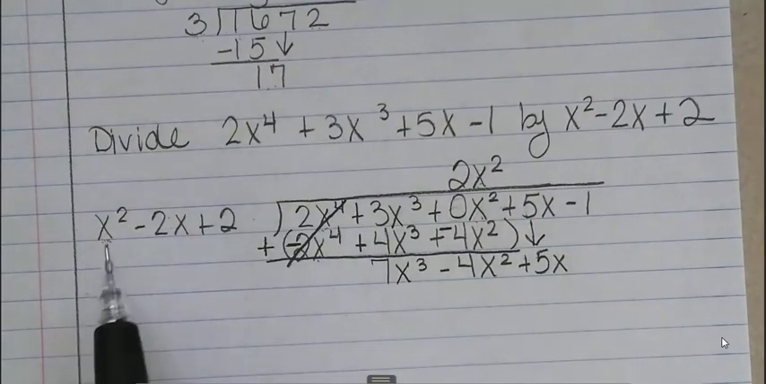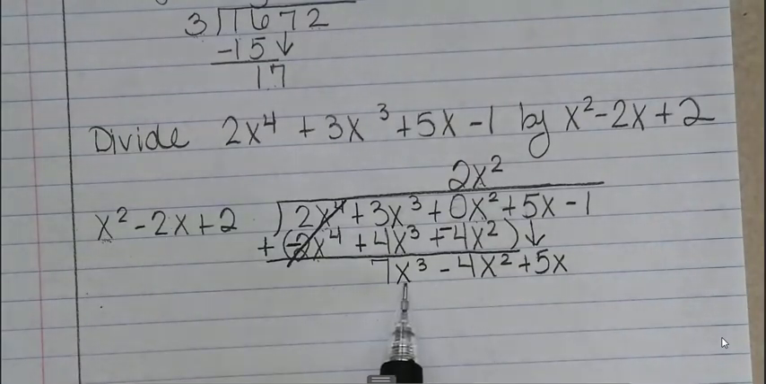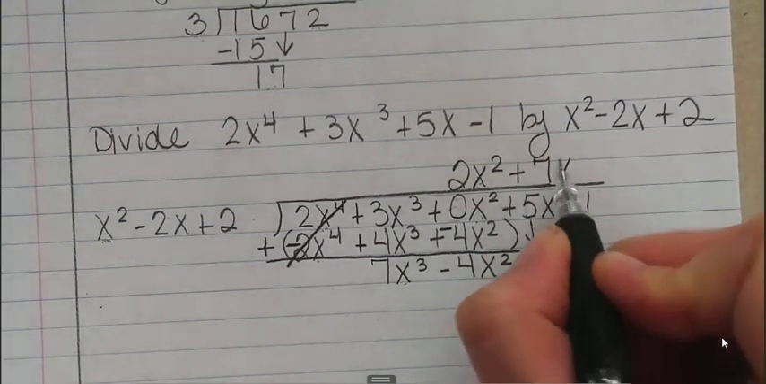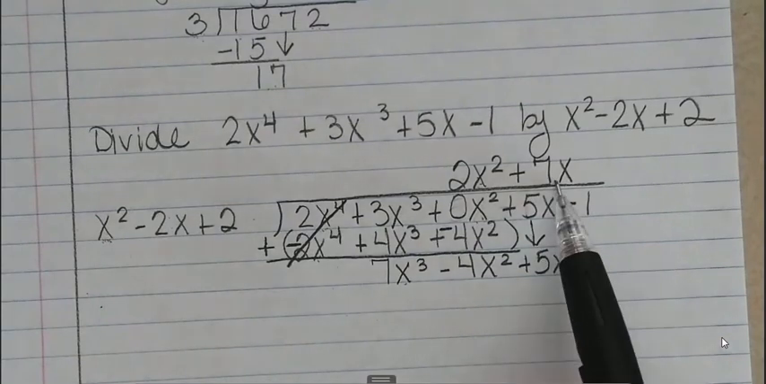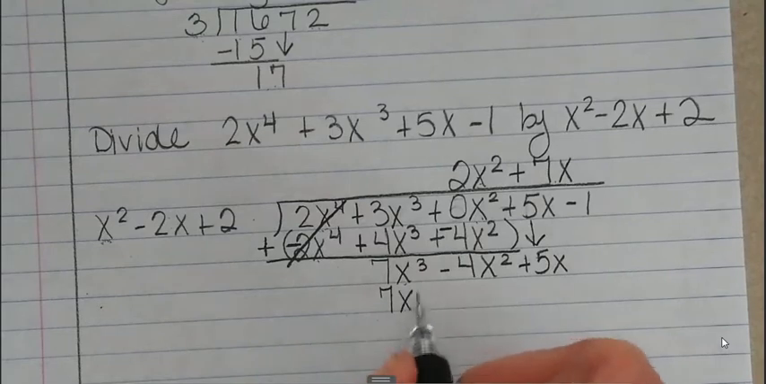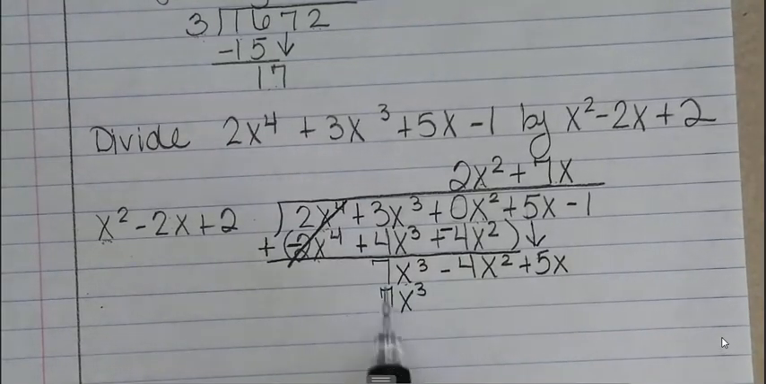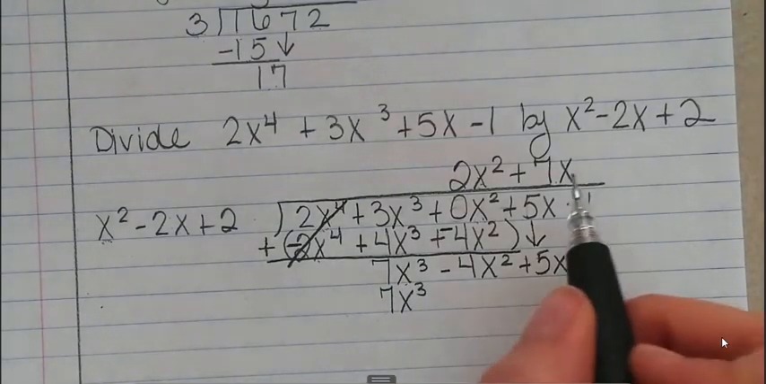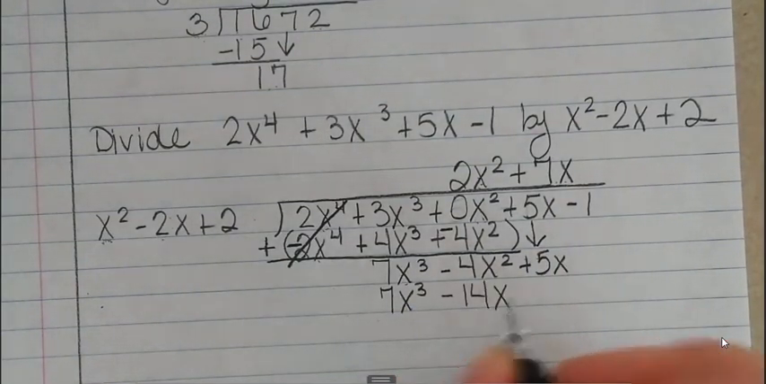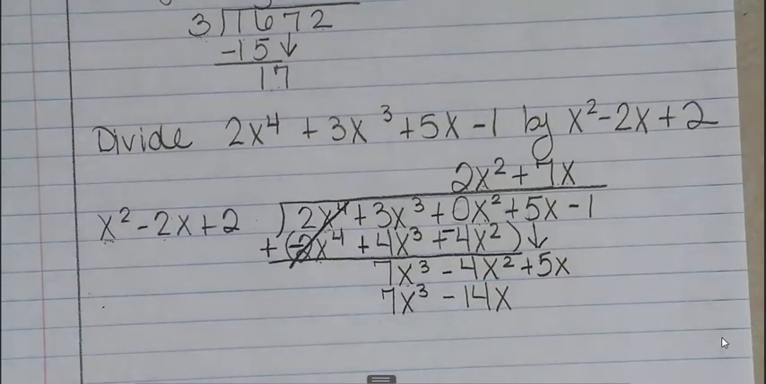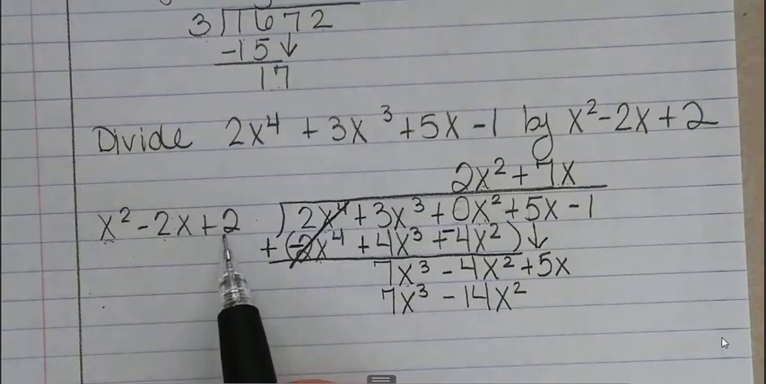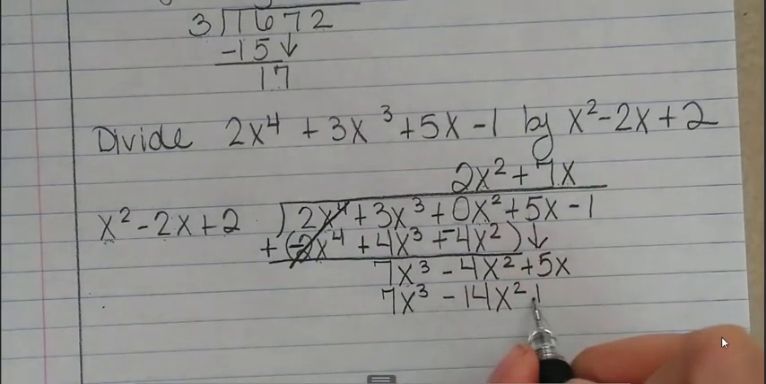Okay, so now ask yourself, x squared goes into 7x cubed how many times? Positive 7x, right? Because that 7x times x squared gives you a 7x cubed. It needs to match exactly, so that way when I do the opposite, they cancel out. Then 7x times negative 2x becomes negative 14x squared. Then 7x times positive 2 becomes positive 14x.